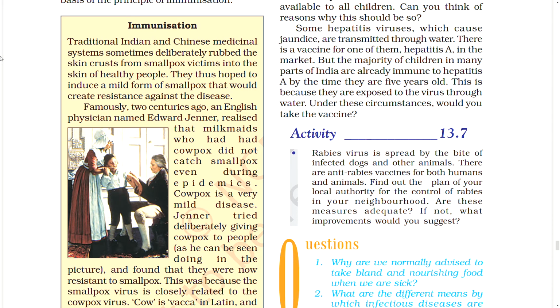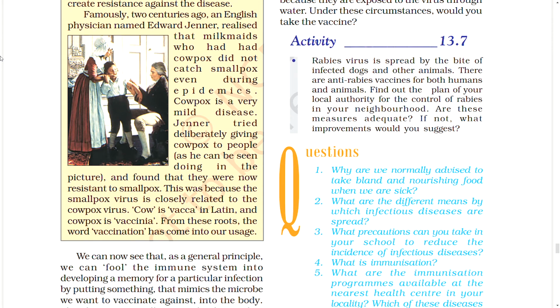Famously, two centuries ago, an English physician named Edward Jenner realized that milkmaids who had cowpox did not catch smallpox even during epidemics. Cowpox is a very mild disease. Jenner tried deliberately giving cowpox to people, as he can be seen doing in the picture, and found that they were now resistant to smallpox. This was because the smallpox virus is closely related to the cowpox virus.